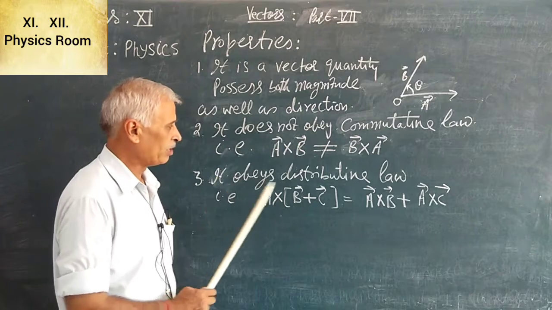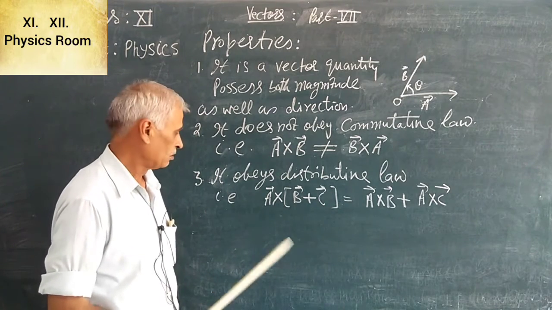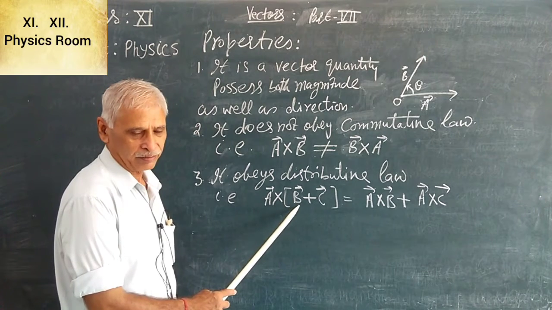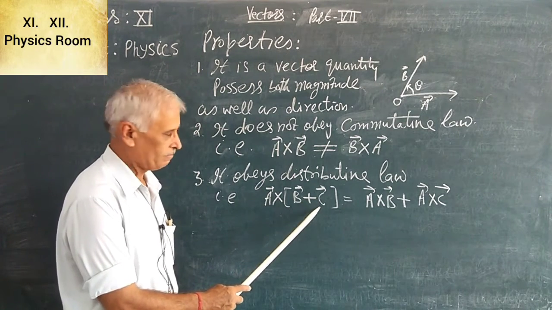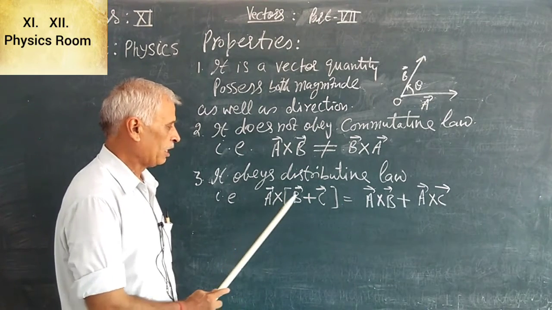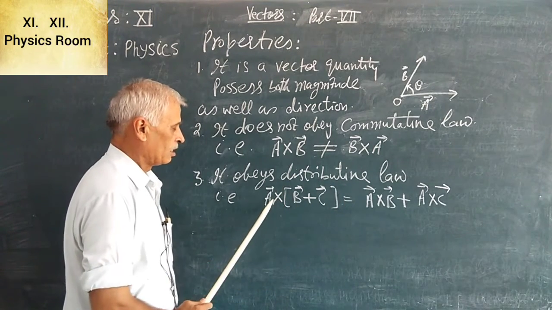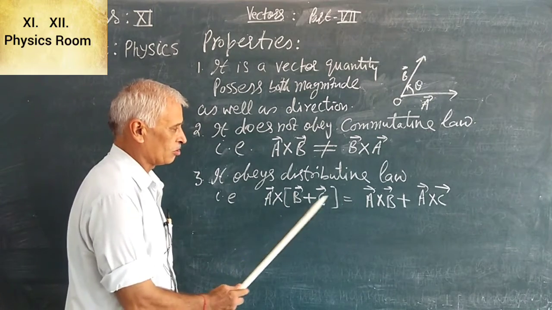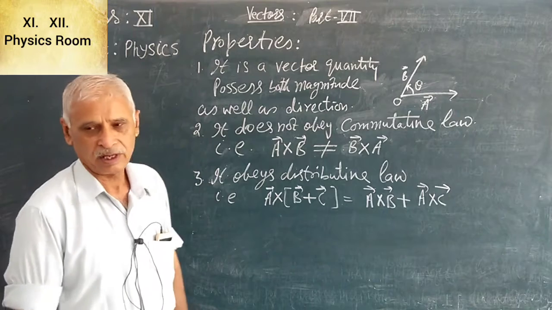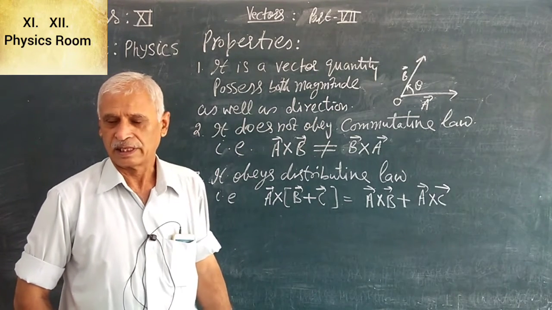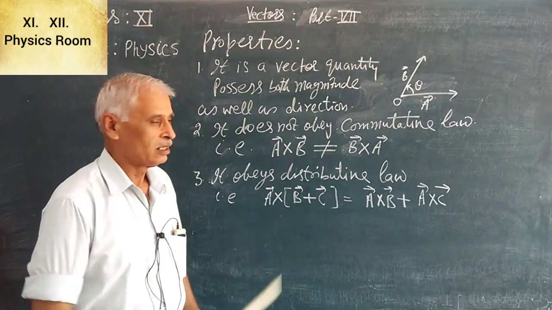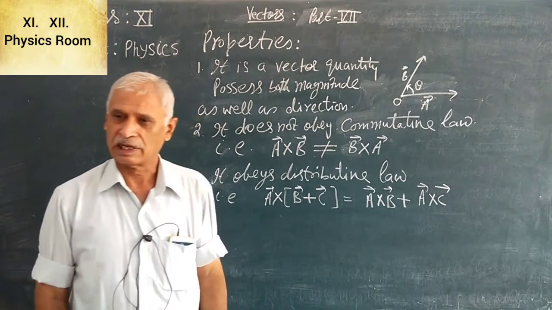Number three, it obeys the distributive law. A cross (vector B plus vector C) is equal to A cross B plus A cross C. So it obeys the distributive law like dot product, but it doesn't obey the commutative law like dot product.